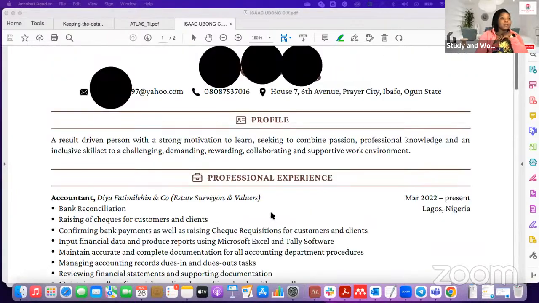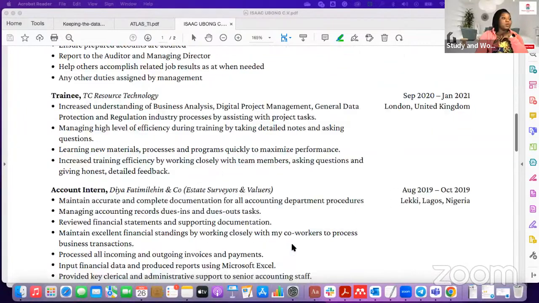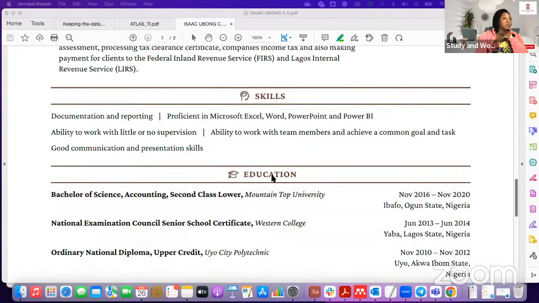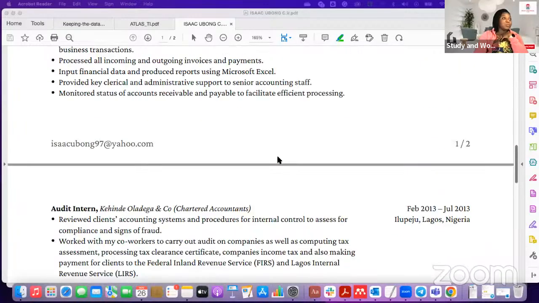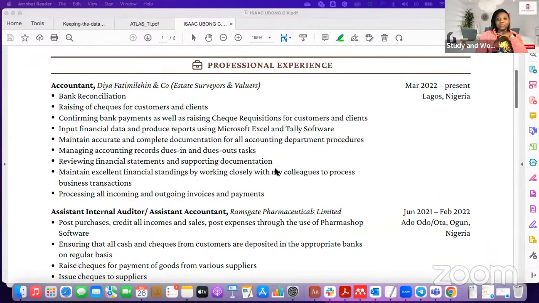So for academic, if you're applying to school, I advise that you put your education, your background at the top, because you're applying to study, not to work.